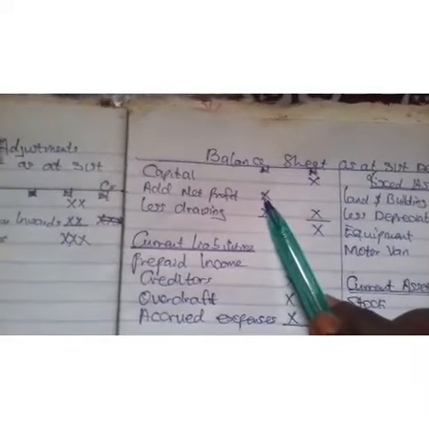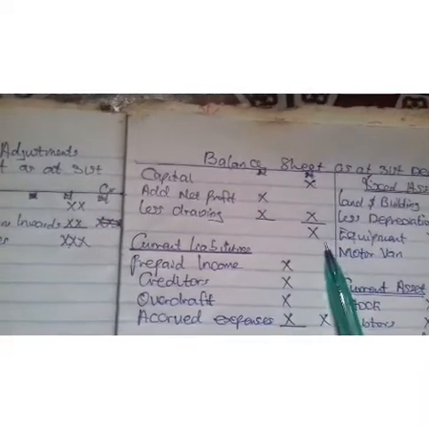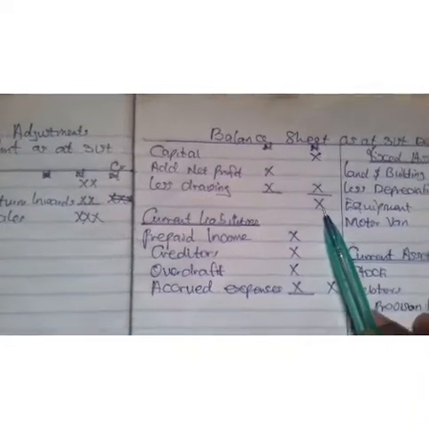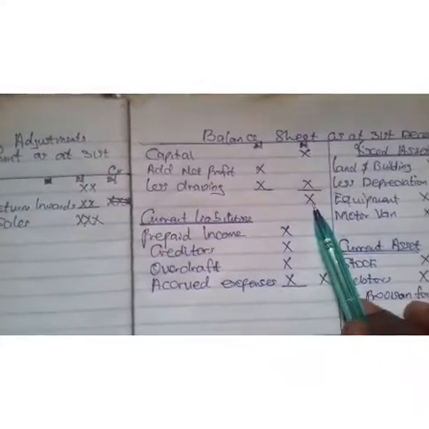When you add net profit and you deduct drawing, you get this. You understand now? So the next one, in the balance sheet, we also have what?